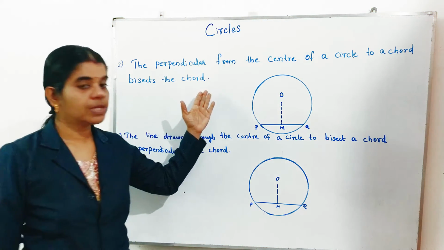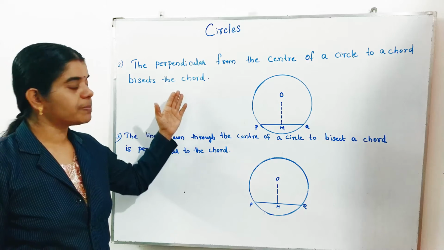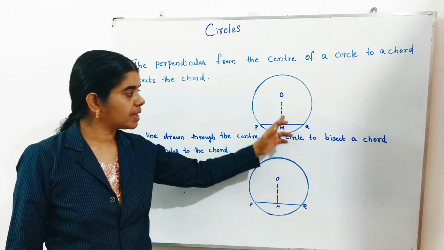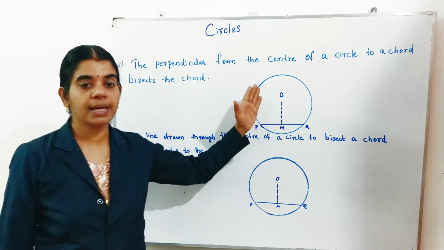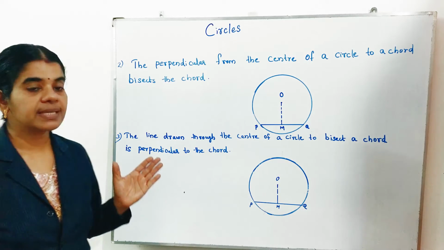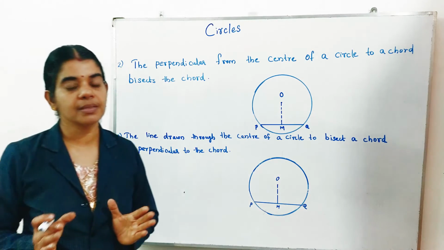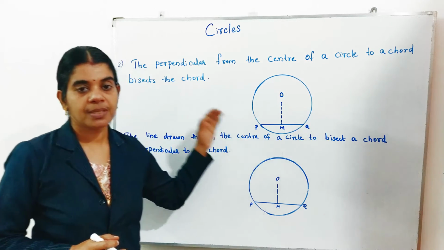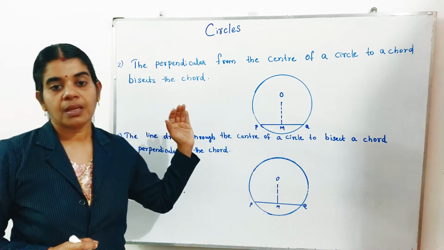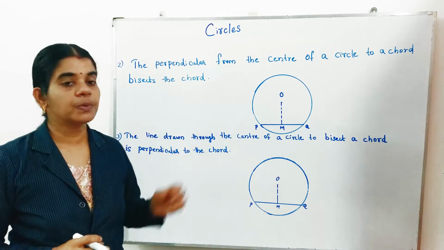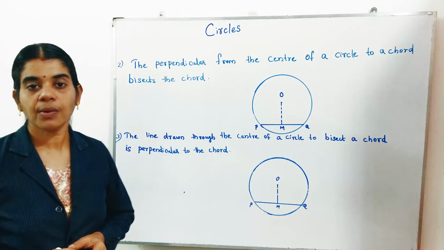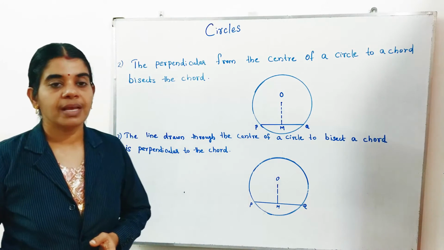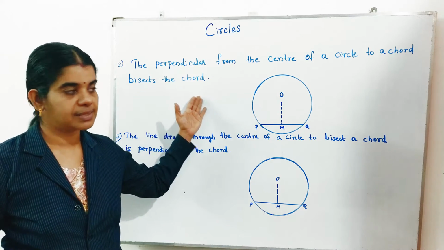Next theorem. The perpendicular from the center of a circle to a chord bisects the chord. One chord is given, PQ is the chord here, and we are drawing from the center one perpendicular line to the chord. That line will bisect the chord. Bisect means it will make the chord into equal parts. That means PM will be equal to QM. This is also a theorem. Actually, the proof is not given in the textbook, but we can prove this using the same congruency rule. This is useful for the 10th class also. While proving exercise questions, we need this important result.